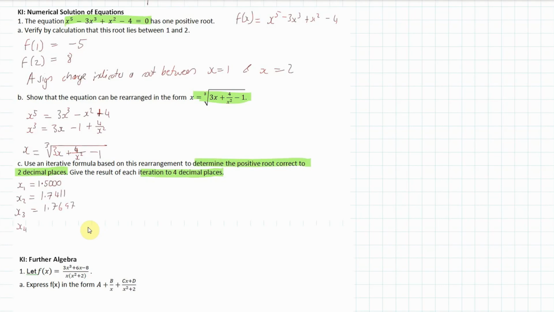x4, I got 1.7744. x5 equals 1.7751. x6 equals 1.7753, x7 equals 1.7753. I did one more just to make sure, 1.7753 now. We're getting no change at this point. So x equals 1.78 to 2dp, which is what they've asked for.